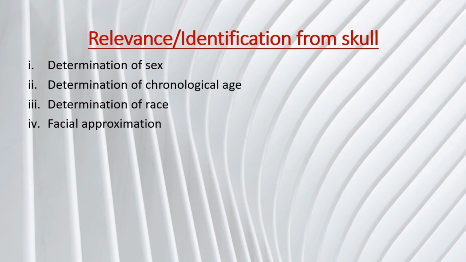3. Determination of race. This is not very accurate, but some people have tried to classify the skull as Negroid, Caucasian, Mongoloid and so on. The skull is also used for facial approximation. Through computer and modeling reconstruction, the skull can be used to identify an unidentified deceased person.